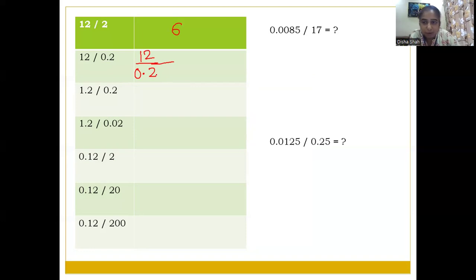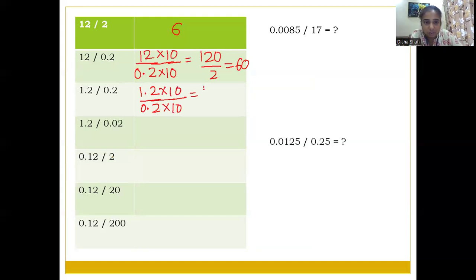तो डिनोमिनेटर से पॉइंट निकालने के लिए क्या करेंगे? तो इसको 10 से मल्टीप्लाई करेंगे. So here also we'll multiply by 10. This is 120 by 2, that is equal to 60. Next, 1.2 divided by 0.2. Once again, to get rid of point from the denominator, we have to multiply by 10. So it is 12 by 2, that is equal to 6.